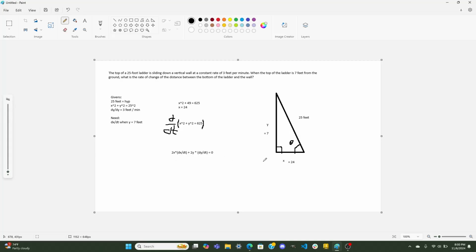So now that we have our equation, we can finally start to plug in the values that we know. So we're going to plug in 2, and our x value, which we solved for, is going to be 24. Since we don't know our dx over dt, we're going to leave that. We bring it down, dx over dt, plus 2. We fill in our y value as 7, since that was given to us. When the ladder is 7 feet from the ground, we're going to be solving for that point. And we know that our ladder is constantly falling at -3 feet per minute.